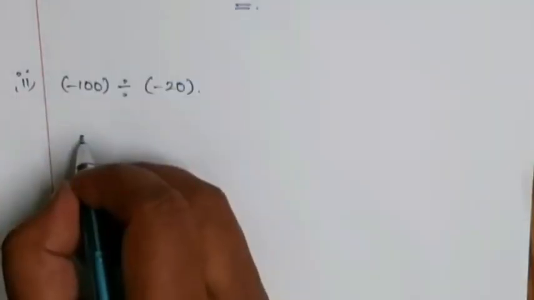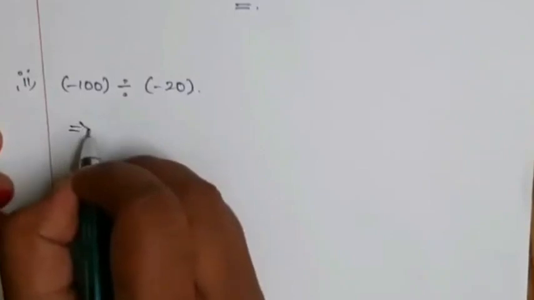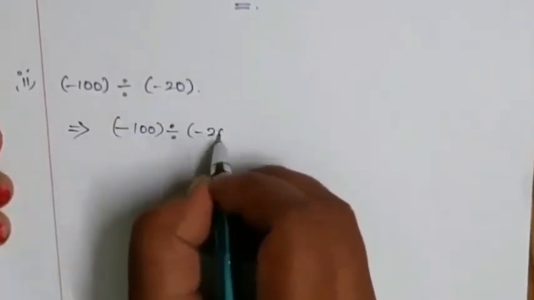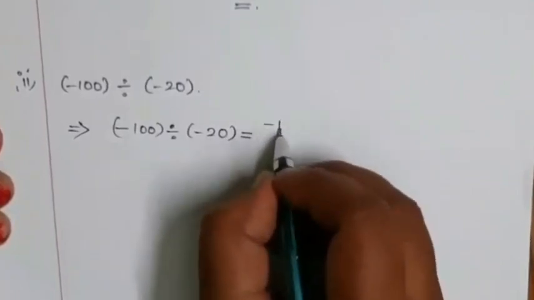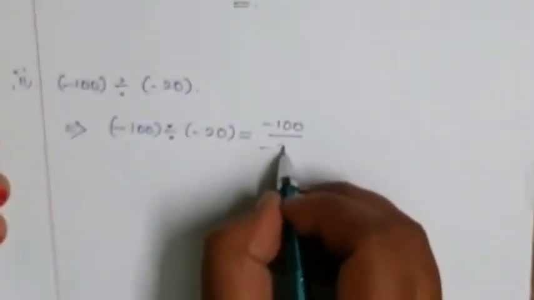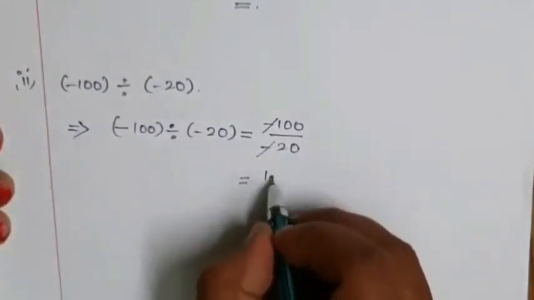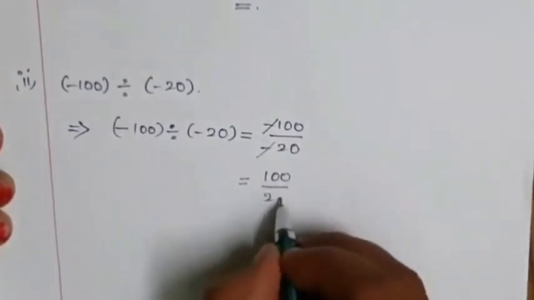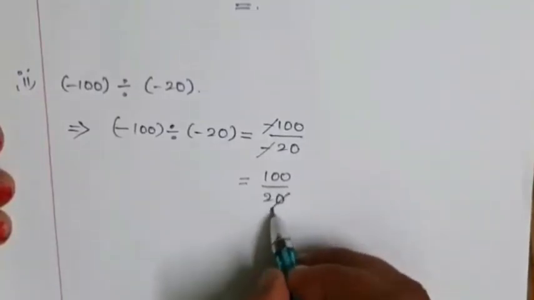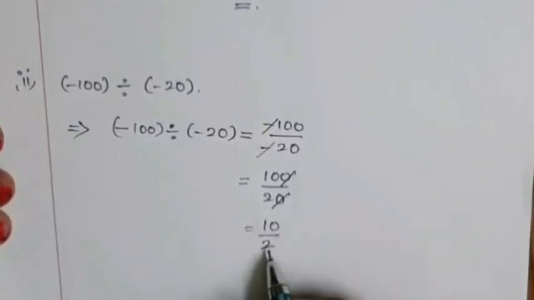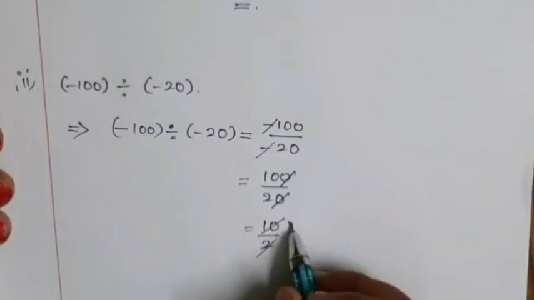Let's see one more question. Subdivision 2. Minus 100 divided by 20, which is nothing but minus 100 divided by minus 20. On both numerator and denominator we have the same sign, so we can cancel it. Write 100 divided by 20, 0 0 cancelled, 10 divided by 2. Dividing 10 by 2 we get 5.